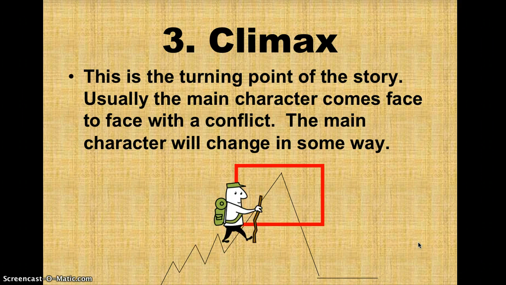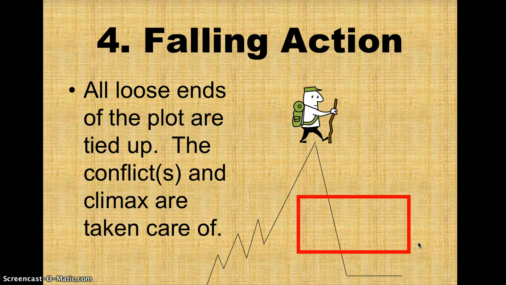Now, after the climax, obviously, where are you going to go from here? Well, you see it's falling action. That's because at that point, all loose ends of the plot are tied up, the conflicts and climax are all taken care of. You really have a good idea of how the story is going to end. And again, how will this play out? Well, it all depends on the content of the story that in fact you'll be writing.